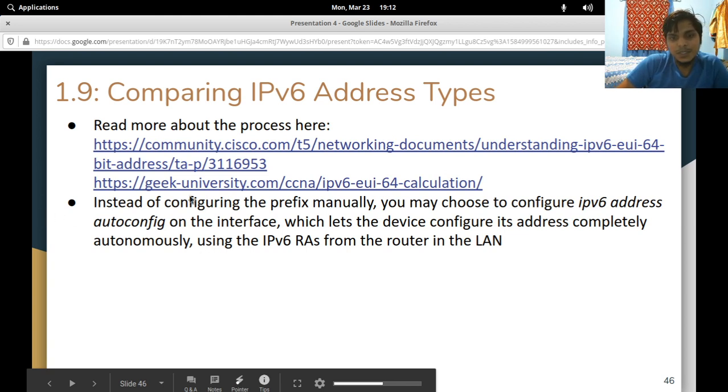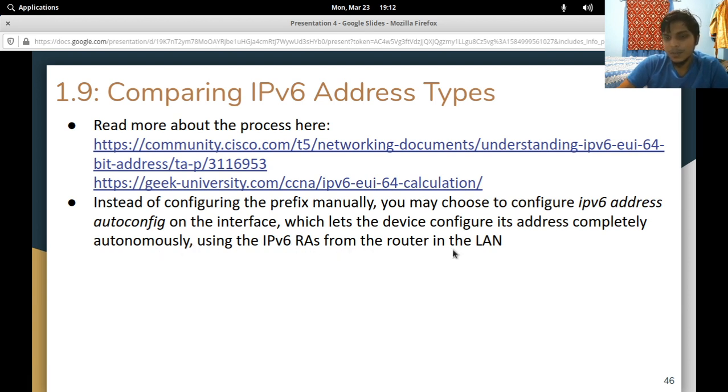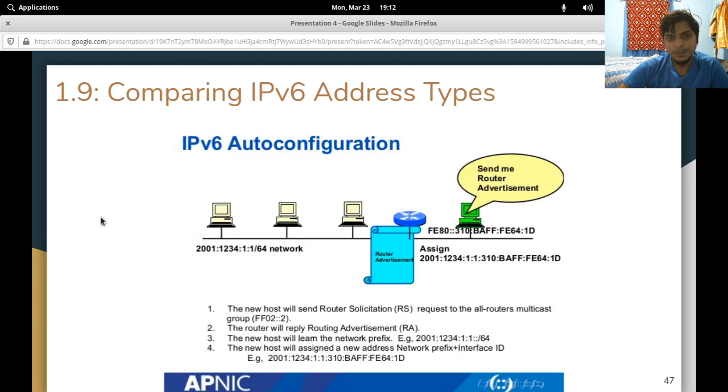Now, instead of configuring the prefix manually, you may also choose the IPv6 address autoconfig on the interface, which lets the device configure its address completely autonomously using the IPv6 routing advertisements from the router in the LAN. So we did it statically just now. Now we're going to use the autoconfig method. So this is what the autoconfig method looks like.